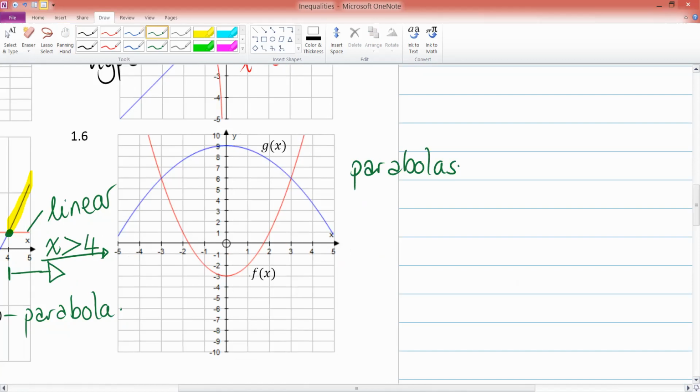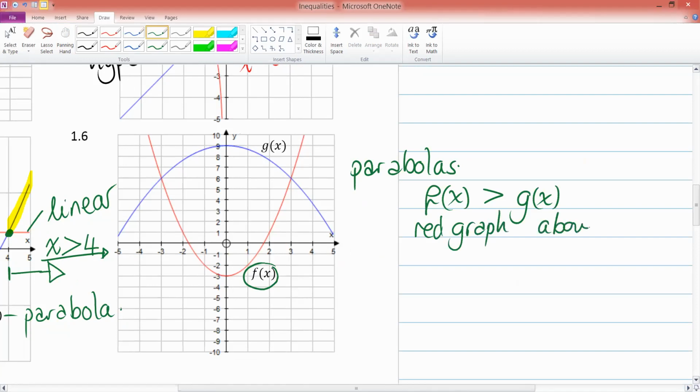So f of x, that's the red graph. Remember the question was, where is f of x strictly greater than g of x? So where is the red graph above the blue graph?